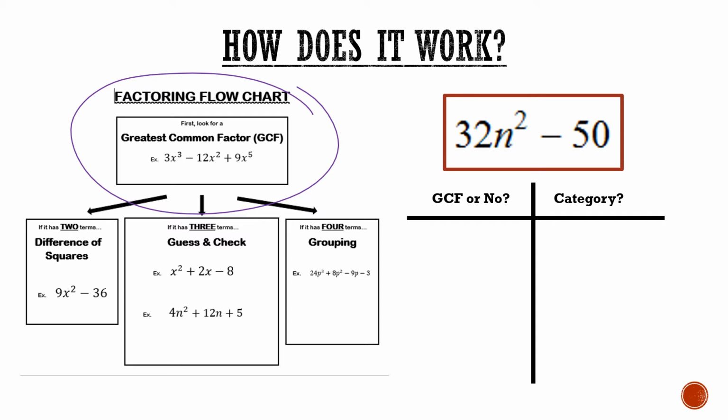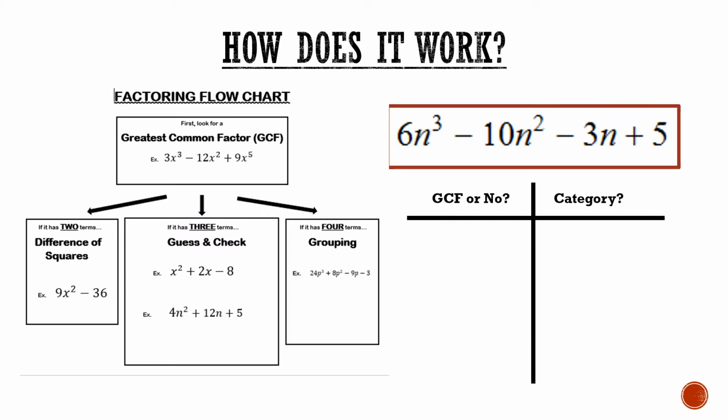You know, I immediately am thinking like DOS when I see that because there are 2 terms, but I can't find the square root of 32 and 50 and get perfect numbers. So there must be a greatest common factor there, and I know they're both even, so I know that they have 2 in common, and so yes, this is GCF.